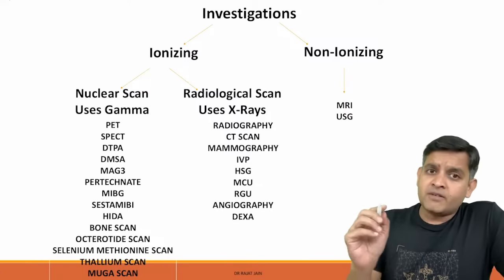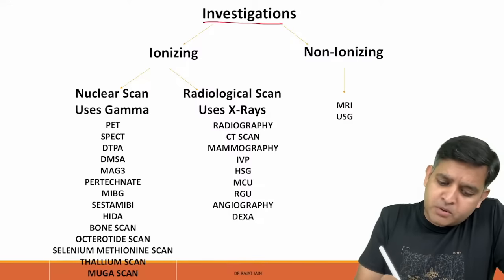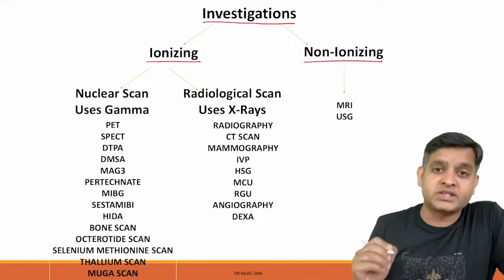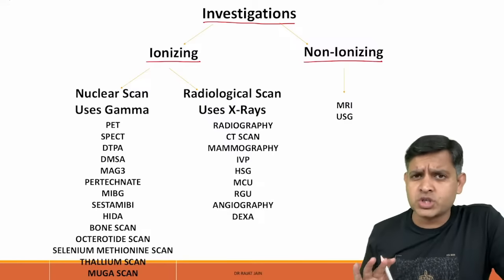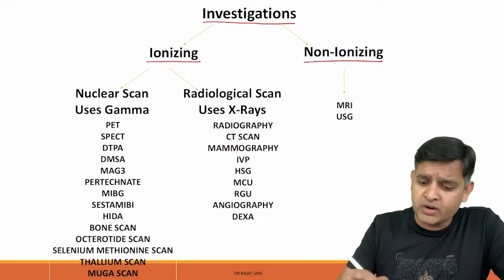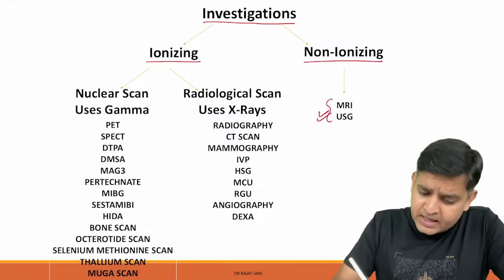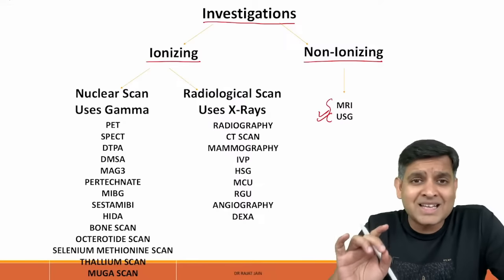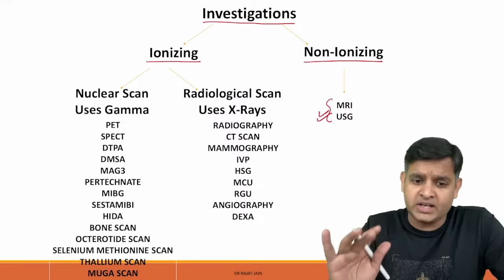So investigations we divide broadly into 2 groups, ionizing investigation and non-ionizing investigation. A simple question, but you have to remember the 2 important non-ionizing investigations: MRI and ultrasound. MRI and ultrasound are the 2 important investigations that do not give any ionizing radiation.